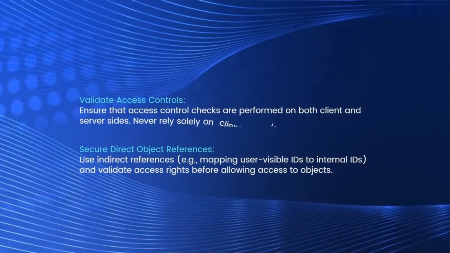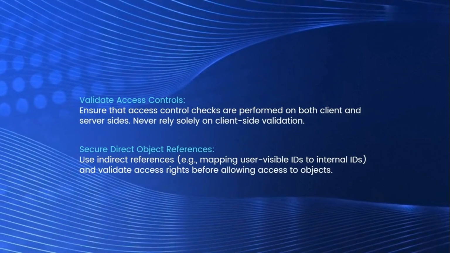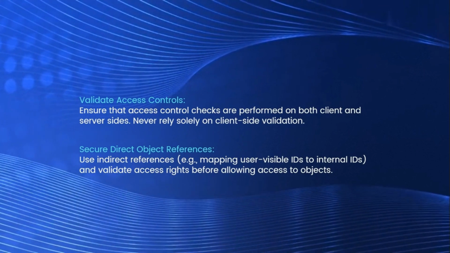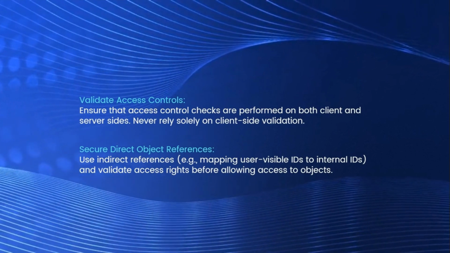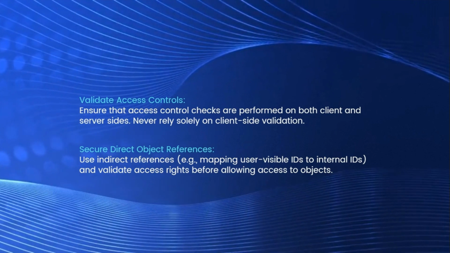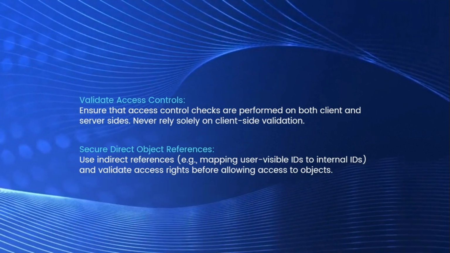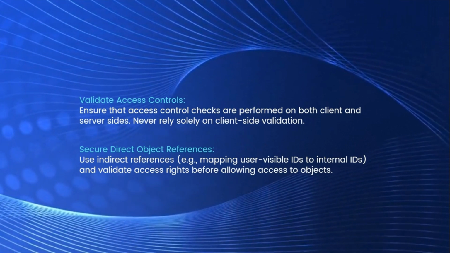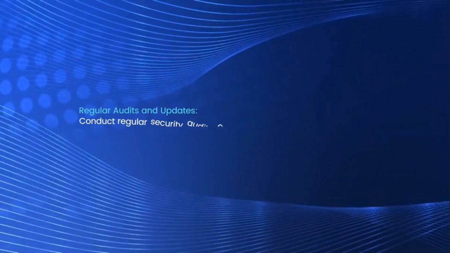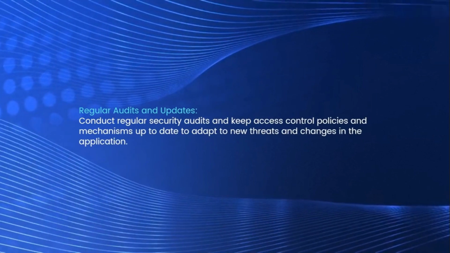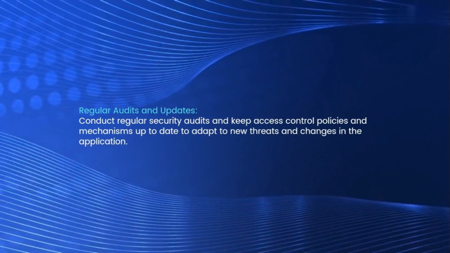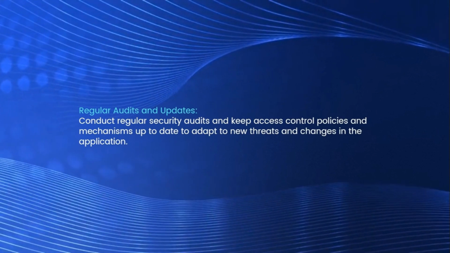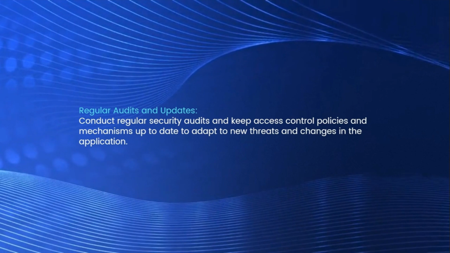Validate access controls. Ensure that access control checks are performed on both client and server sides. Never rely solely on client-side validation. Secure direct object references. Use indirect references, e.g., mapping user-visible IDs to internal IDs, and validate access rights before allowing access to objects. Regular audits and updates. Conduct regular security audits and keep access control policies and mechanisms up to date to adapt to new threats and changes in the application.